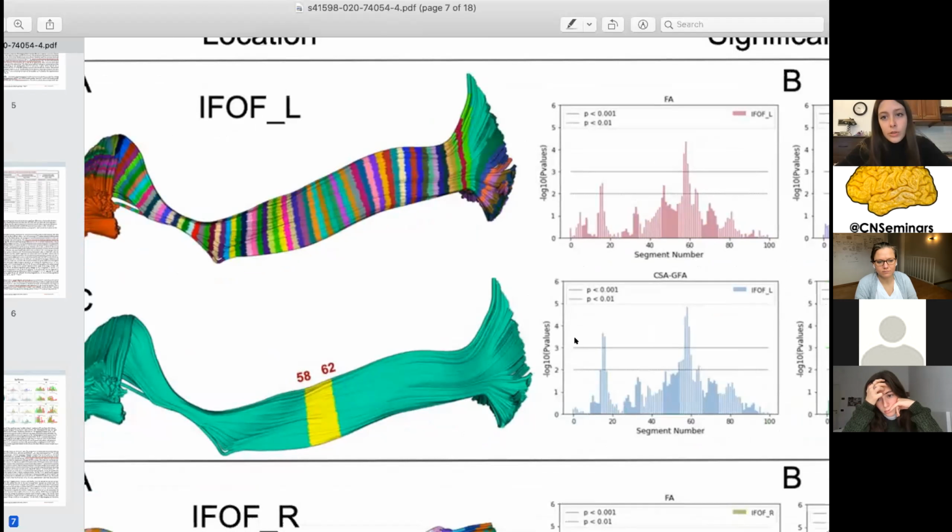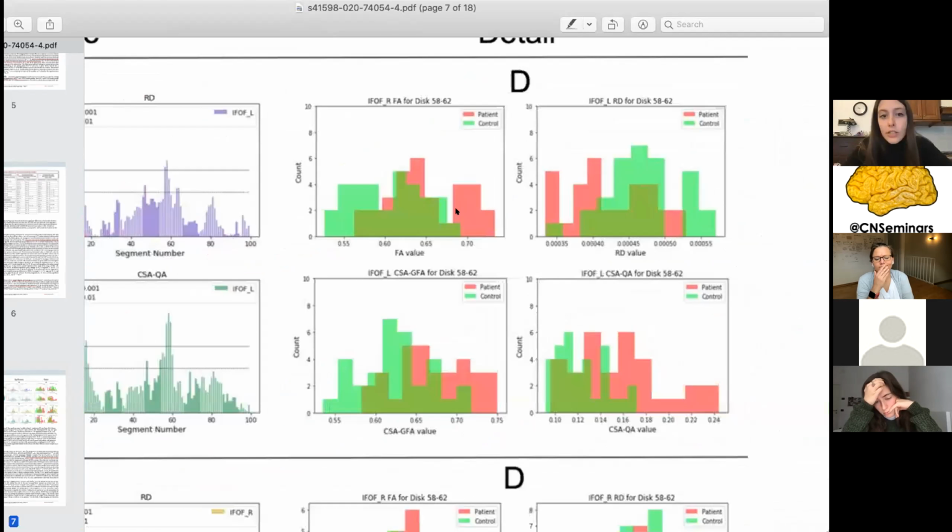So they also analyzed the entity of this difference. Here you can see the cumulative number of participants, and this is the value of the fractional anisotropy or diffusivity or whatever. Basically, patients in red show on average higher fractional anisotropy values when compared to controls in this range, let's say, in these segments of the IFOF.